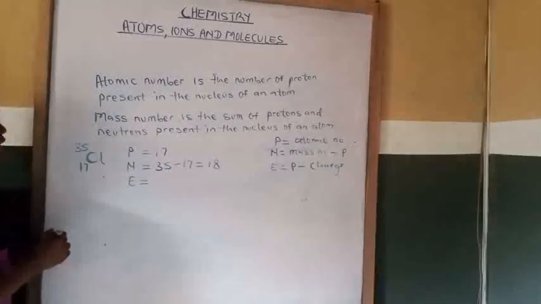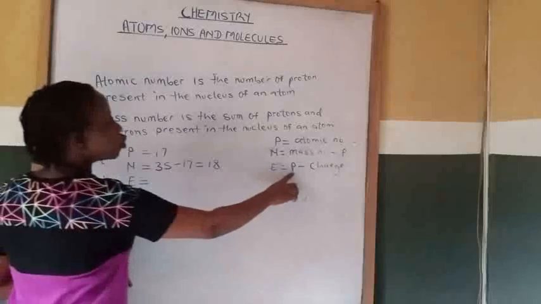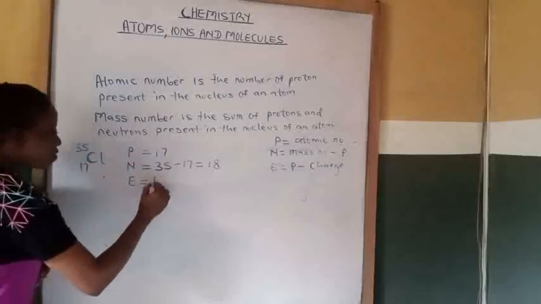Now let's look for the number of electron. Electron is equal to proton minus charge. So the number of proton is what? Is 17.